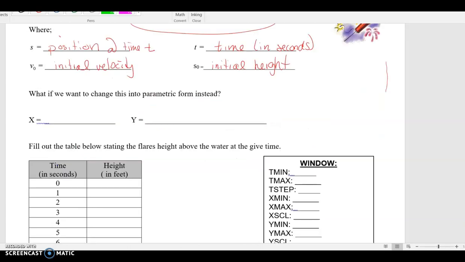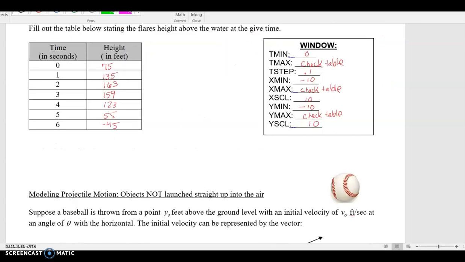So if we want to write this in a parametric form, since we only now have that vertical motion, we have to think about x as a constant. And y is going to be that equation of the height off the ground with respect to time to simulate that projectile. And this is in the assumption that it is in feet. So I'd like for you to fill out the following information, the table and the window. Pause the video now. So you can see this in general, how I would set up some vertical motion.